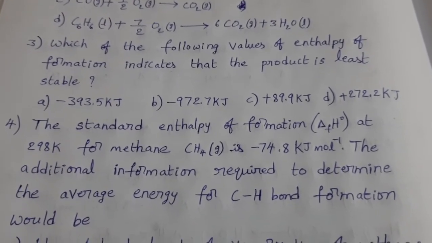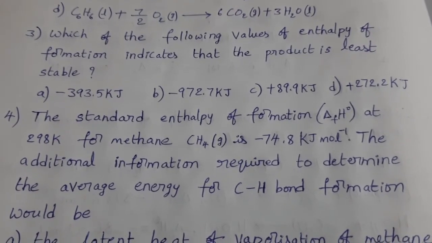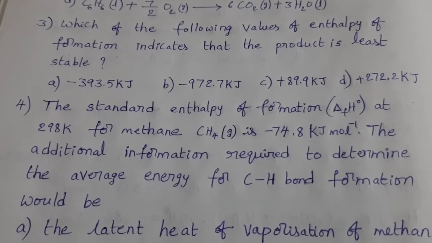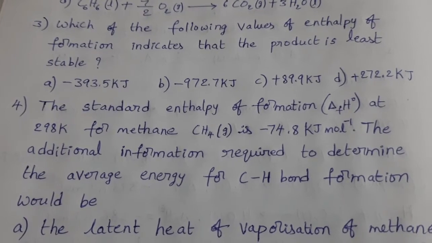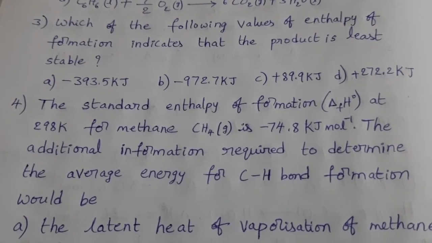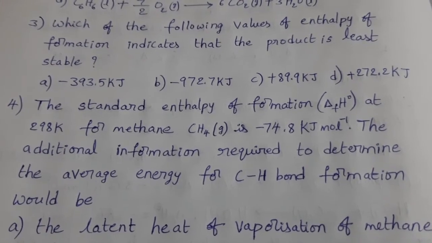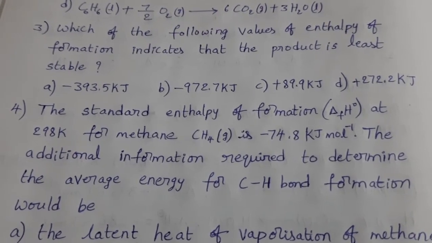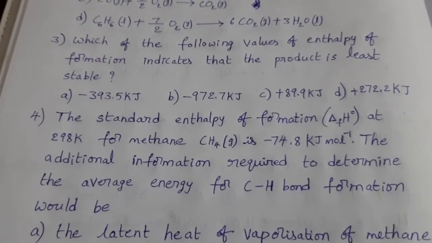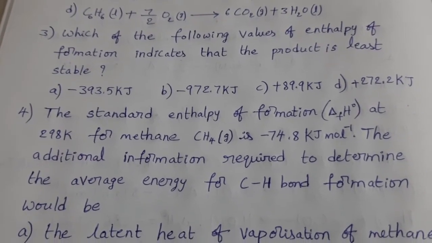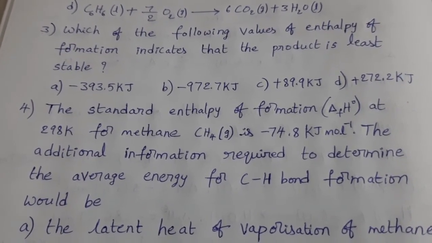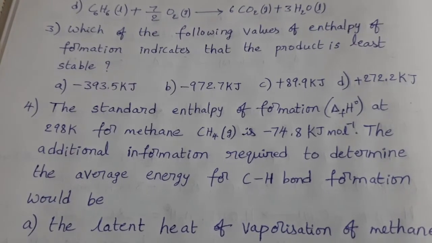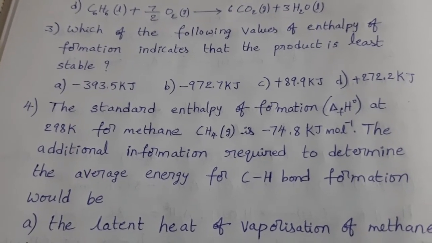formation at 298 Kelvin for methane CH4 in gaseous state is minus 74.8 kilojoule per mole. The additional information required to determine the average energy for CH bond formation would be. Understand question carefully. Delta F H naught for methane value is given. Now we should find out suitable option which gives additional information required to determine average energy of CH bond formation. For average energy of CH bond formation, which information is required?